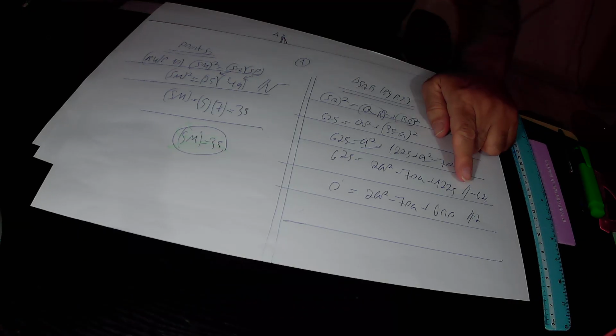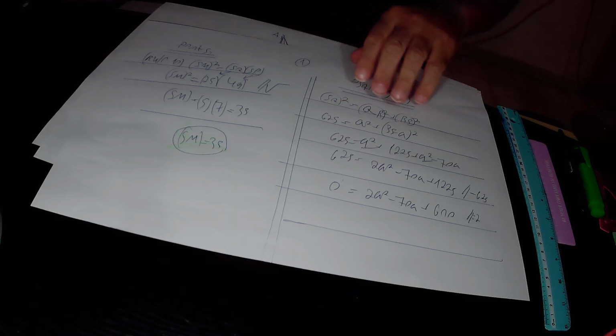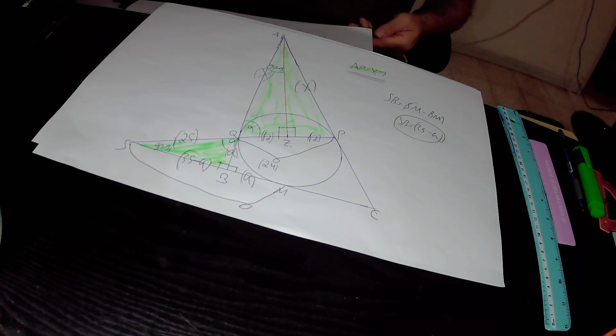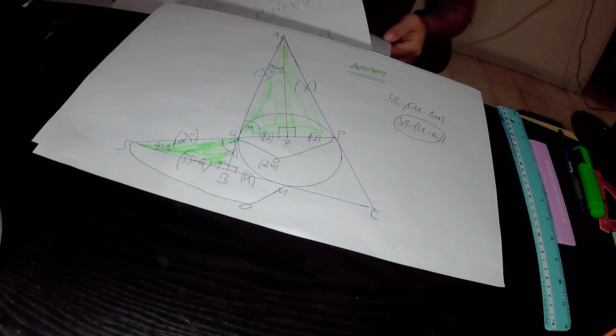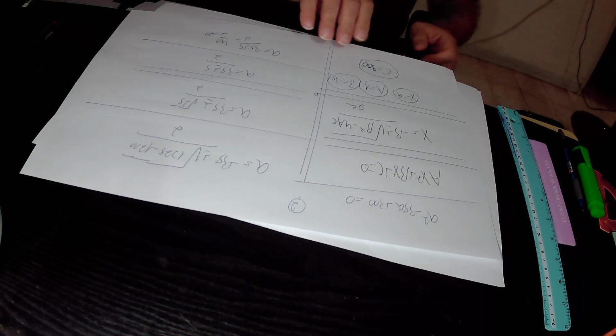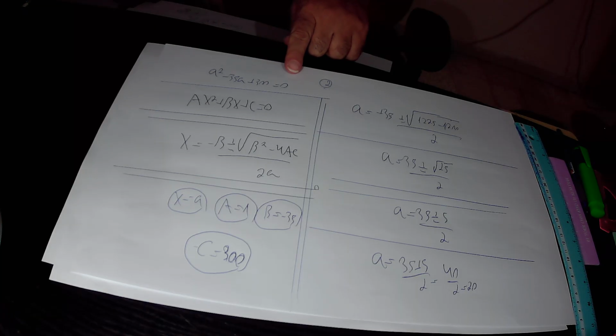So in total we found that 2a squared minus 70a plus 600 equals 0. Here we divide the equation by 2 and find that 2a squared over 2 is a squared, 70a over 2 is 35a, and 600 over 2 is 300, and 0 over 2 is 0. So in total we found that a squared minus 35a plus 300 equals 0.